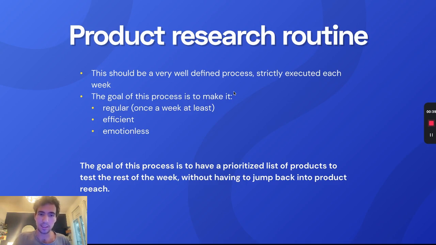The goal of this process is to take out the guesswork and know exactly when you have to find winning products. And at the end of your product research each week, have a list of products to test the rest of the week without having to jump back into product research. You don't want to be testing one product and wonder if maybe another would be good. No, because you know that you have done everything during your product research session and that you didn't miss any new product. Anyway, if you missed one, you are going to see it the next week.